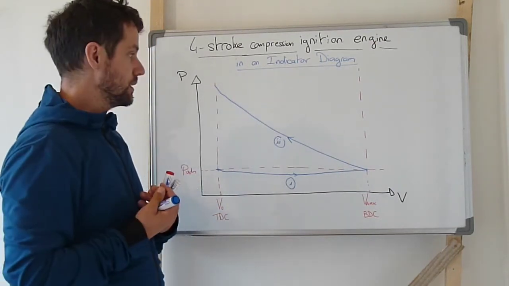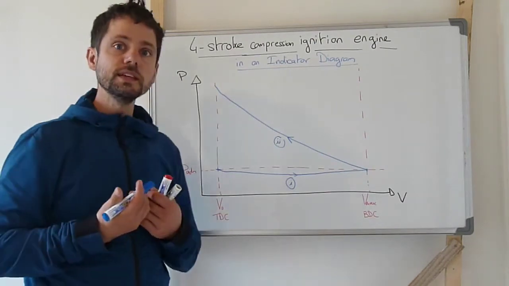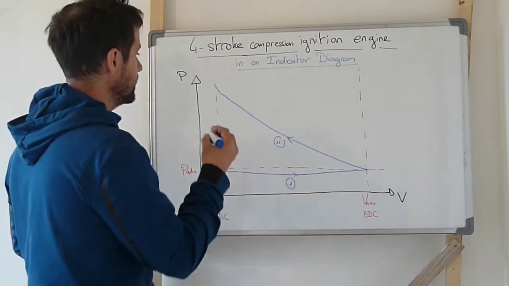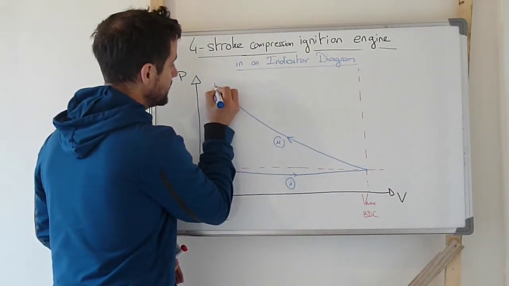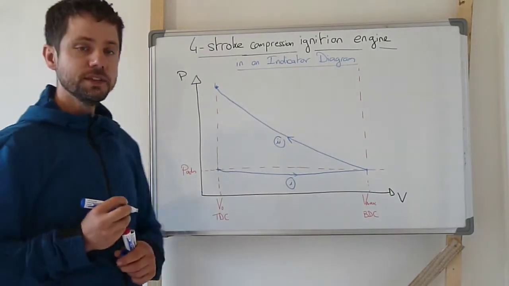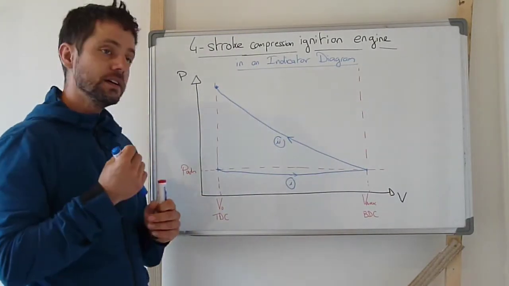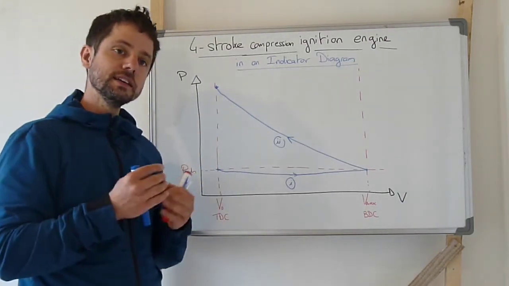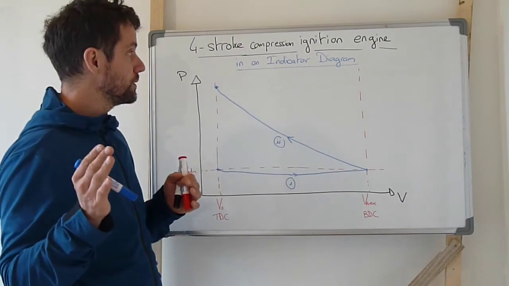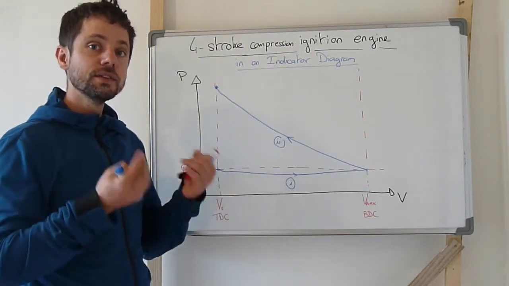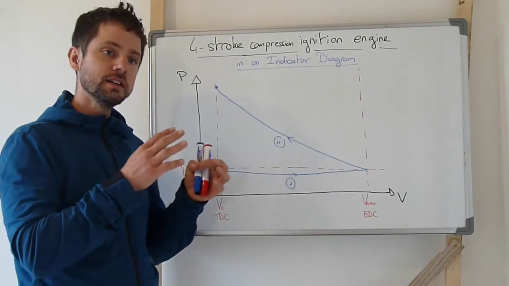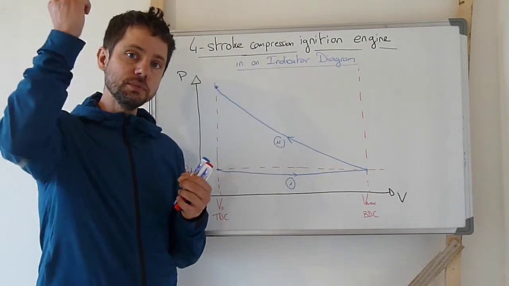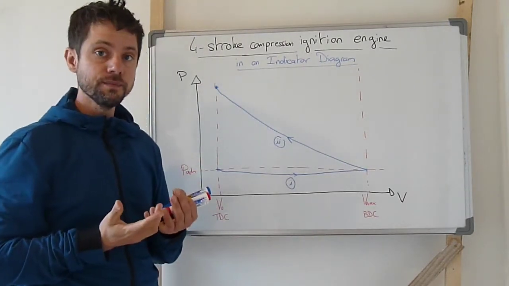Then the injection of the fuel is starting. As for the spark ignition engine, it usually starts a little bit before reaching the top dead center. And now the injection and combustion process takes longer than it did for the spark ignition engine. So this means that during combustion, the piston has more time to go down and to start the expansion.